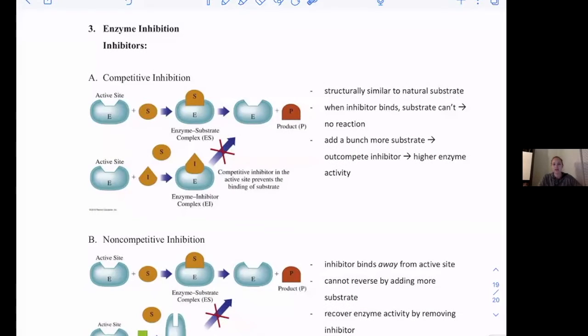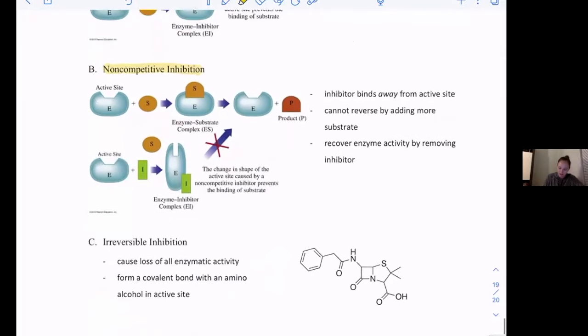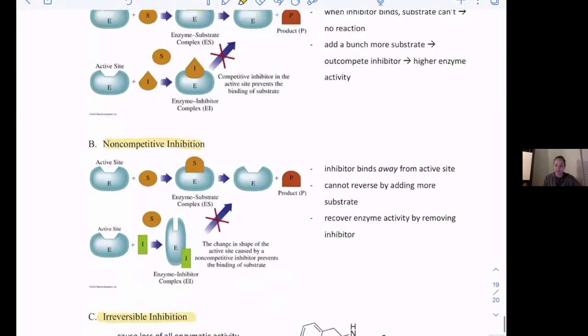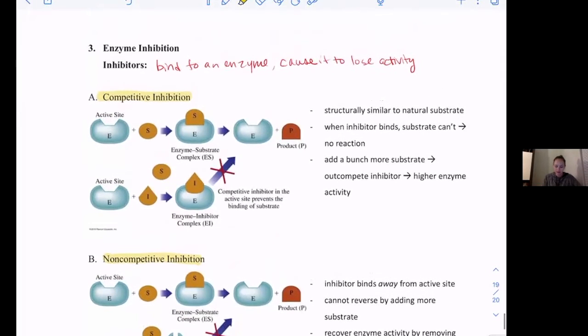Okay, so our last way to change the activity of an enzyme is through inhibitors. Inhibitors are molecules that bind to an enzyme and cause it to lose activity. For example, we have three different versions of this: competitive inhibition, non-competitive inhibition, and lastly, irreversible inhibition. So let's start off with competitive inhibition.